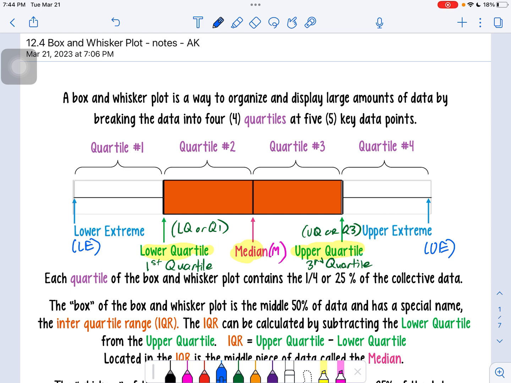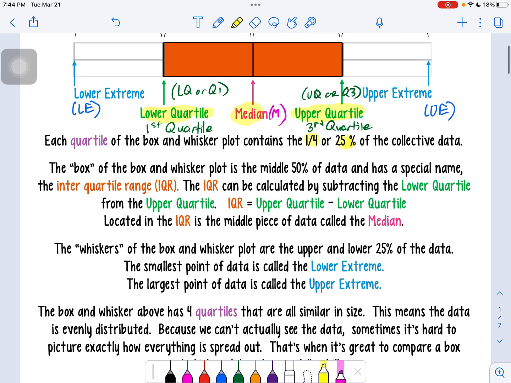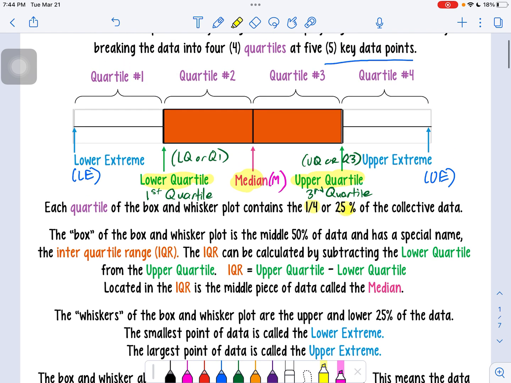And it's the 5 important data points, which are sometimes called the 5-number summary, the summary that summarizes what's important about your data and how it's all spread out. It divides your data up into 4 equal parts. Each part is 25% of the data. And then we said yesterday, the middle 50%, this part that's in the middle, is the interquartile range.